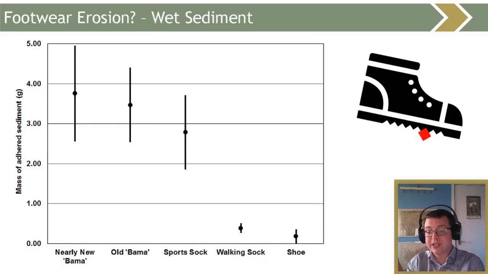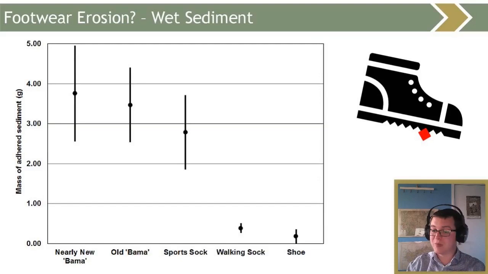So the result is walking sock is the best. And the reason is that it's made of polyester. Polyester is hydrophobic. It is a man-made material and wet sediment doesn't like to stick to it. So I'm really happy to say that this little bit of science has changed the policy at Mistaken Point.